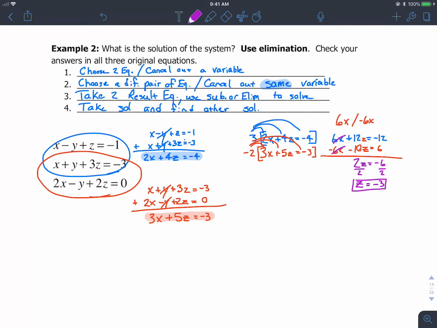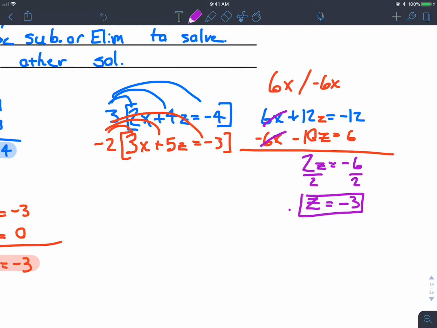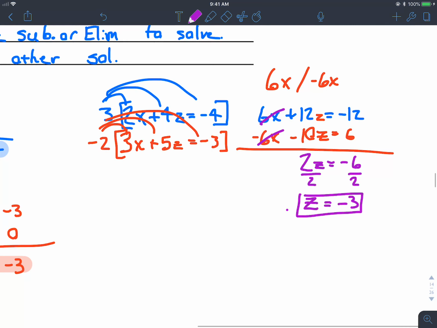Now that we have that, we can plug our z back into one of our result equations. If we do that, we can find x, and then we're going to take the answers and plug that back into one of the original equations to find all of x, y, and z. So a lot of steps here. I think usually you're only going to get one per test or one per quiz. So I wouldn't stress out about having to do like 10 of these or anything.